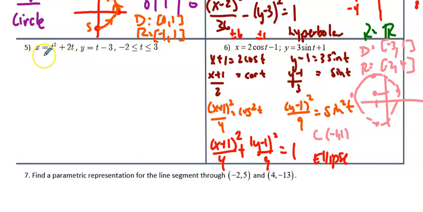And let's look at this one. So I'm going to go ahead and solve, which should be the only way I can solve this, really, that I got to solve for this because this is hard to do. You have to isolate a t, you can't do that. So I'm going to get t is equal to y plus 3.